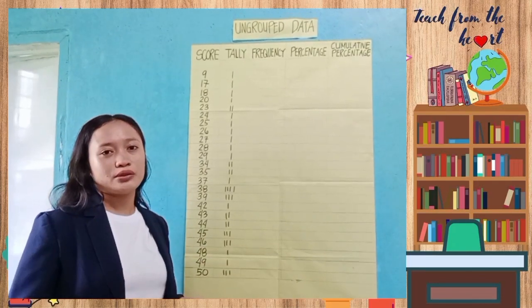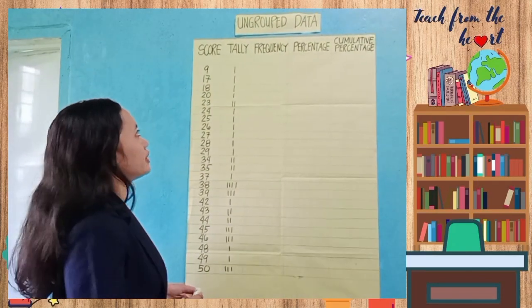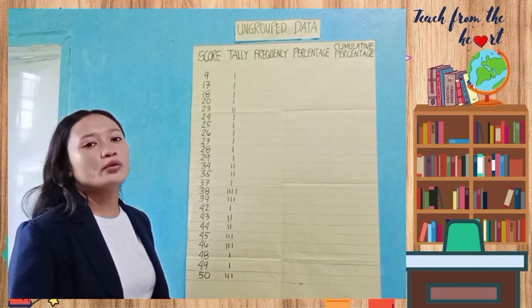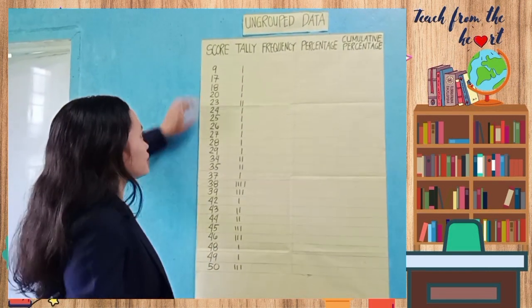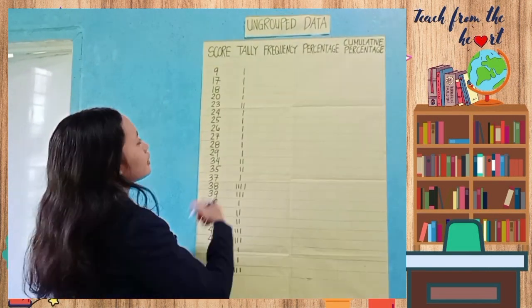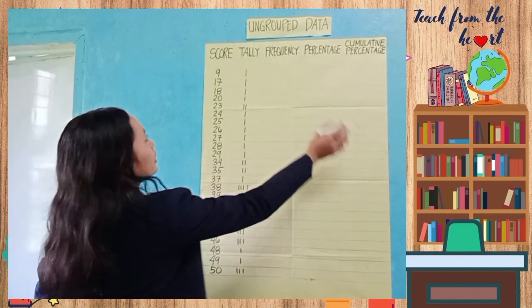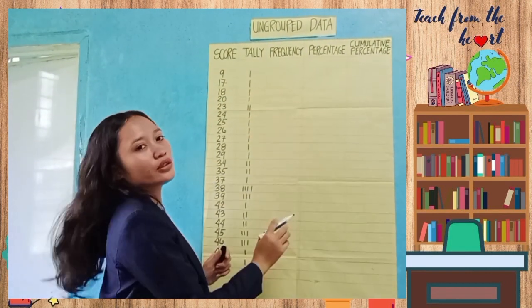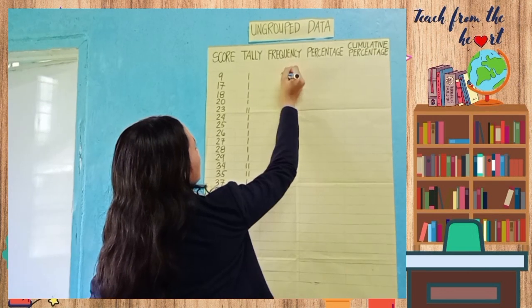Now let's proceed to the frequency. So how can we get the frequency? To get the frequency, all we need to do is to count how many students are in the tally. For example, this one has only one student, so we write 1 in the frequency.